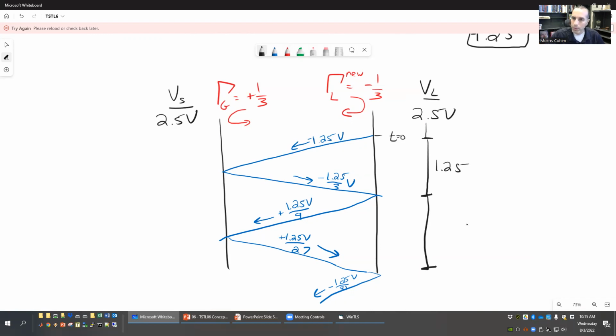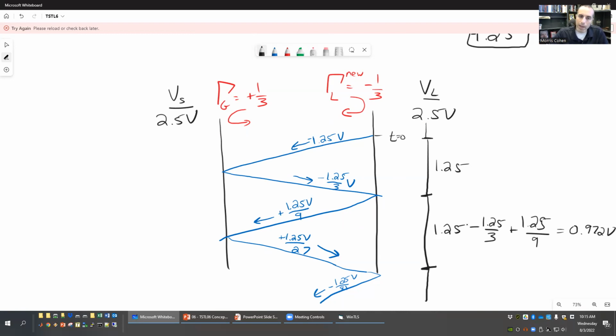We're going to take this 1.25 and we're going to add the value of the incoming voltage, and we're going to add the value of the outgoing voltage. This will be minus 1.25 divided by 3, and we're going to add another 1.25 divided by 9. And this works out to be 0.972 volts.